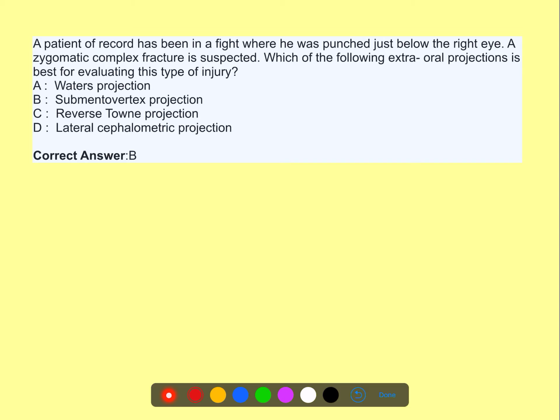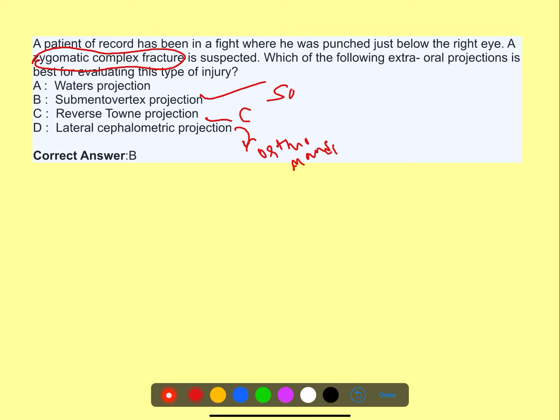Water's projection is mainly for the maxillary sinus. Reverse Towne's projection is mainly for the condyle. Lateral cephalometric is for orthodontic purposes, and you can see the mandible deformity. But here they have asked about a zygomatic complex fracture, which may be clearly viewed on the submentovertex projection.